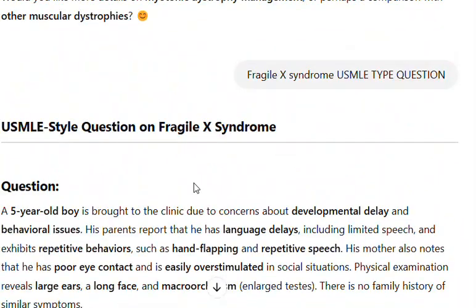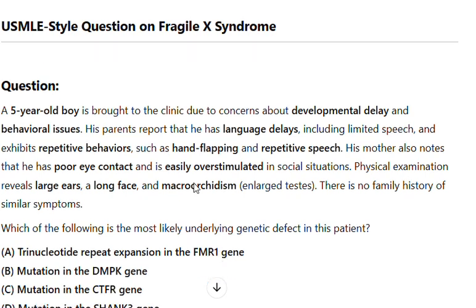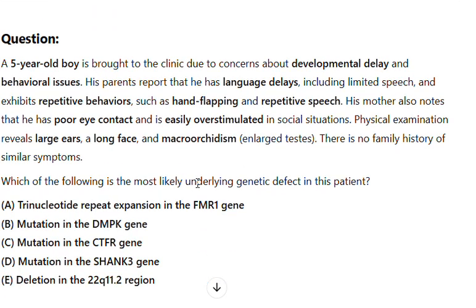USMLE style question on Fragile X syndrome. Question: a 5-year-old boy is brought to the clinic due to concerns about developmental delay and behavioral issues. His parents report that he has language delays, including limited speech, and exhibits repetitive behaviors such as hand flapping and repetitive speech. His mother also notes that he has poor eye contact and is easily overstimulated in social situations.